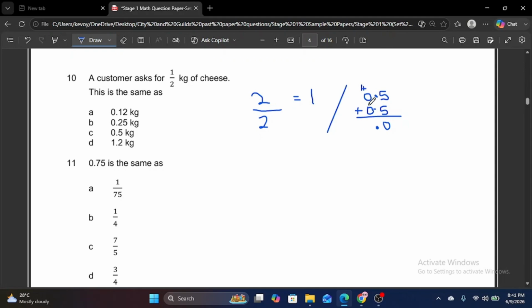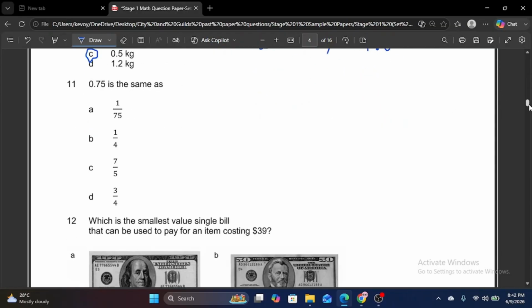So 1 plus 0, that's just gonna be 1. So 1.0 is the same thing as just 1. So a half of 1 is 0.5. So 0.5 kilograms is a half kilogram. So half kilogram of cheese is gonna be 0.5 kilograms of cheese. Alright, moving right along.